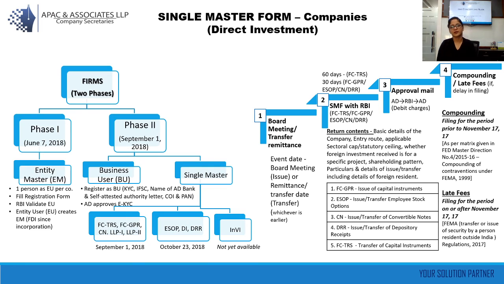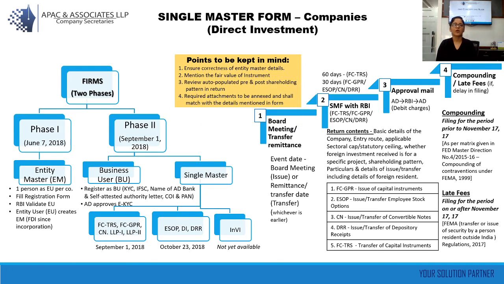Key points for discussion here are: always check the correctness of entity master details before proceeding with the filing of any form on the FIRMS portal. Even though the fair value of the instrument is not mandatory to mention, it is advisable to mention it as per the CA valuation report. Ensure that the auto-populated shareholding pattern is correct. The pre-transaction pattern is auto-calculated from the entity master. The post-transaction pattern is auto-calculated based upon the details provided. All the required attachments of a particular return shall be annexed with it, and the details as mentioned in the return shall match with the supporting attachments.